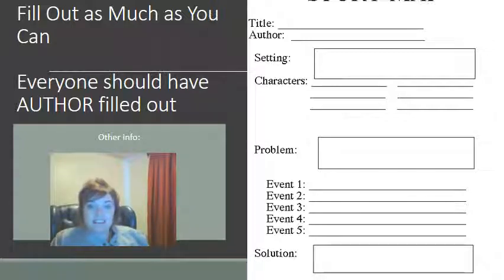If all else fails, please fill out this as much as you can. You should know the author, which will be you. You have the setting, the characters, the problem, the events, and the solution. If you are stuck on a short story, fill this out.